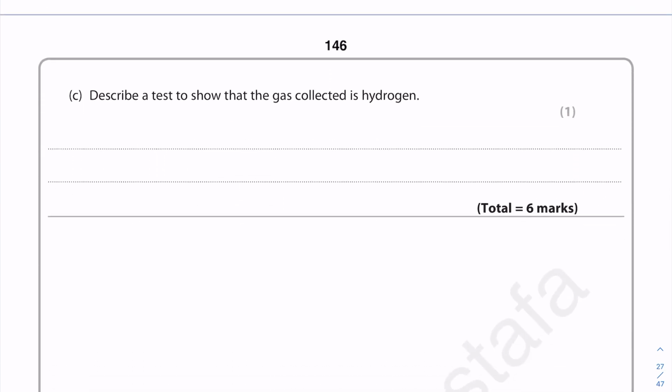Describe a test to show that the gas collected is hydrogen. The test for hydrogen is always a burning splint, and the result is a pop sound. This is the test and this is the result of the test.